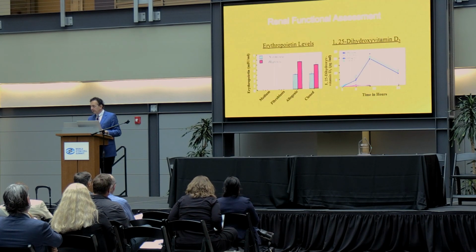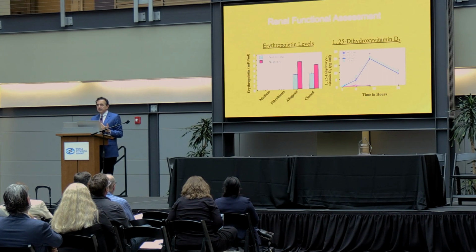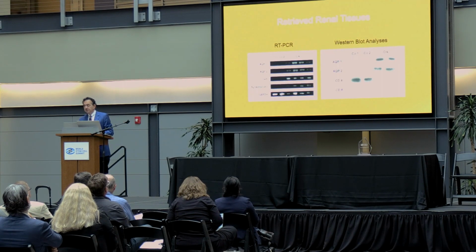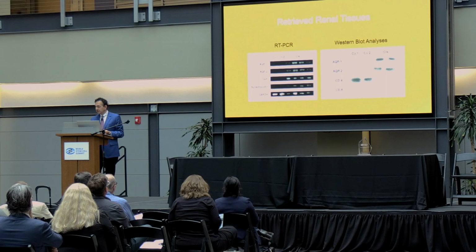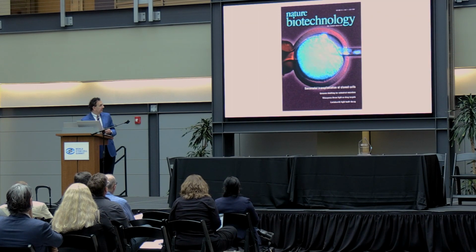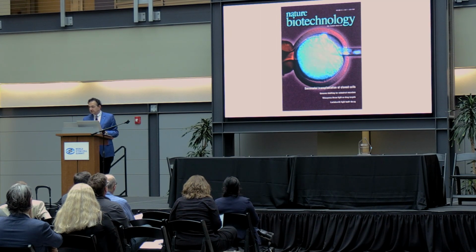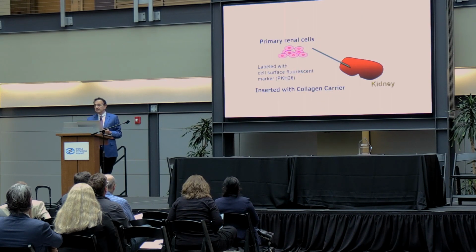And when we looked at their erythropoietin levels, they were consistent with kidney. When we looked at their vitamin D3 levels, they were also consistent with kidney tissue. We looked at the molecular markers and genes and proteins, they were also consistent with kidney tissue. We published our work. It was highlighted in Nature Biotechnology, successful transplantation of clone cells, because we use clone cells to create these structures. So where are we with this technology?